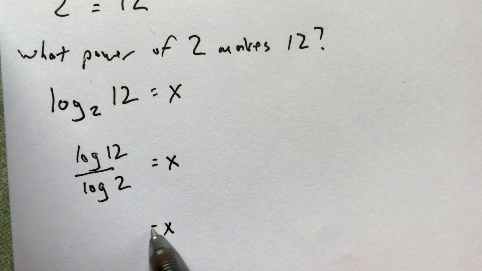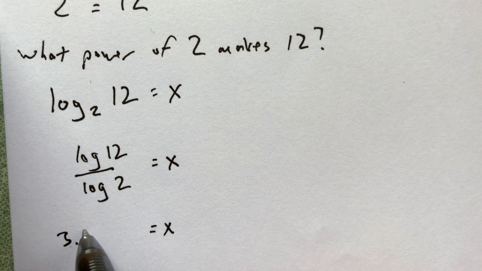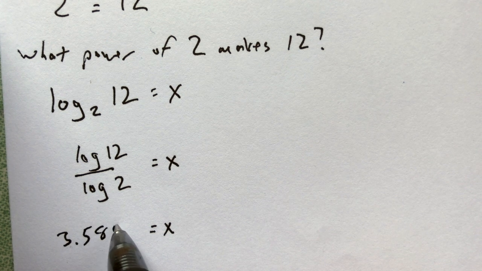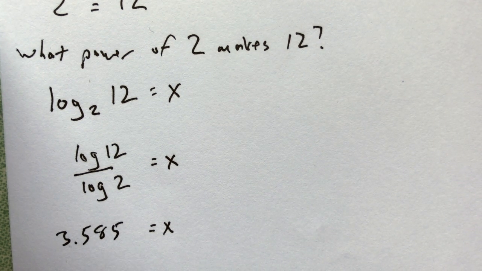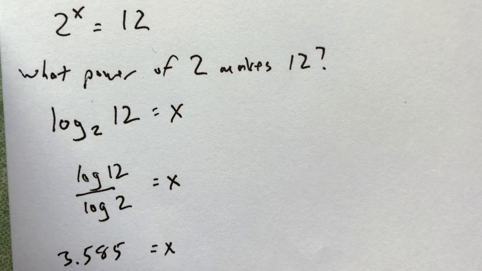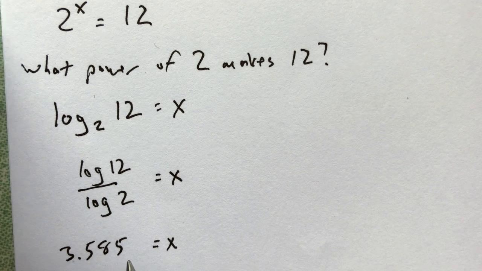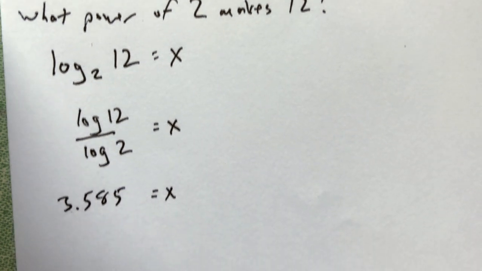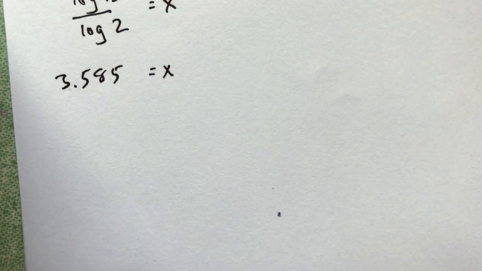And so x is 3.585. And that's rounded off, right? This is a decimal that doesn't terminate, so I had to round it to the third place. I just picked that randomly. But there we go, we've got our answer. What power of 2 makes 12? 2 to the 3.585 and so on makes 12. Cool.